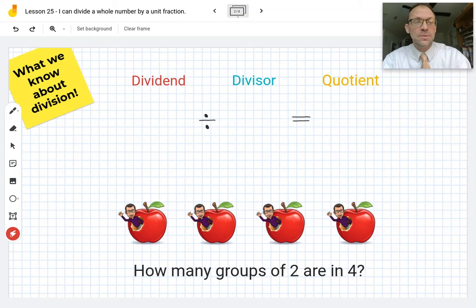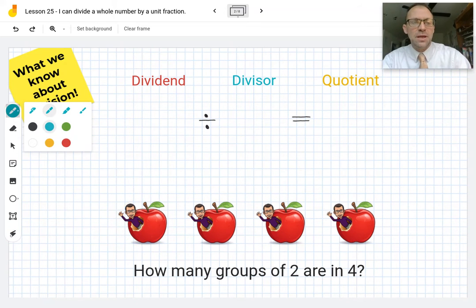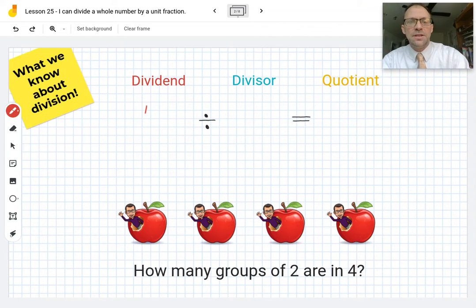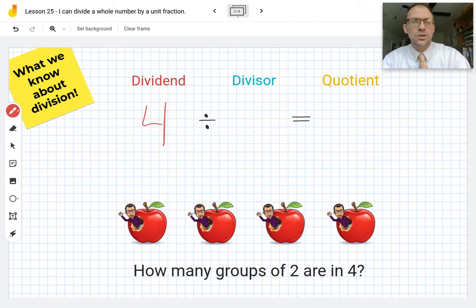All right, so to begin, we are asked to divide up 4 apples, right? And so that number that we're dividing, that is our dividend. So let's write 4 under dividend. And we're asked how many groups of 2 are in 4. And so 2, the number we're dividing by, is our divisor. And now let's find an answer.